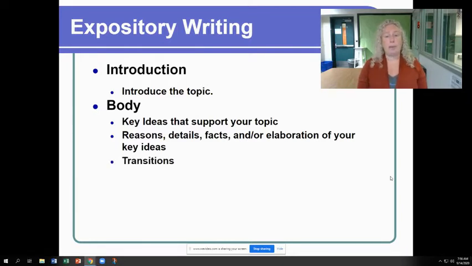And then in the body, you should also have transitions, which we're not going to cover today. We'll cover that at a later date. But transitions are going to be an important part of that body to help us understand how we get from one key idea to another. So we'll get to that at another time.